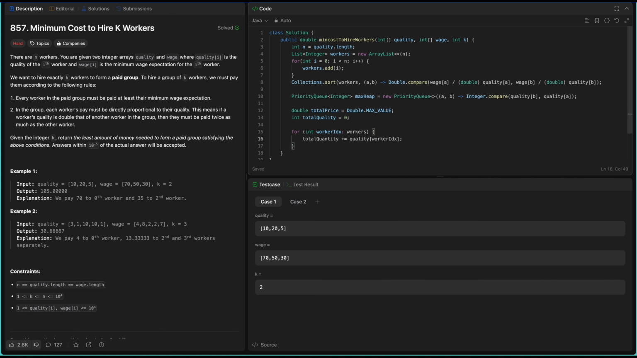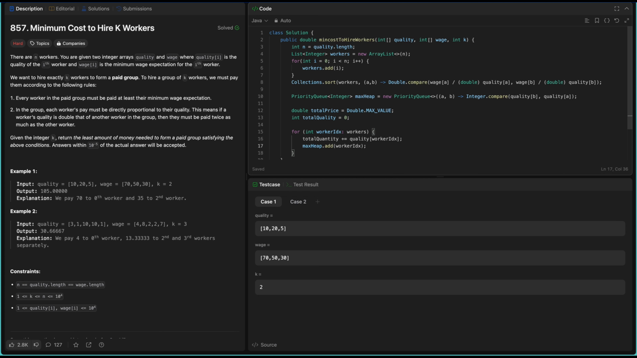So if you remember, the one with the lowest unit price will come first, right? It's in ascending order. And the second thing we will do is, as soon as we do it, our total quantity will go up and also the total price. But we will come to the total price calculation in a minute. Then we will add this worker to our list, because now he or she is part of this K group, right? And we can just add a worker IDX.